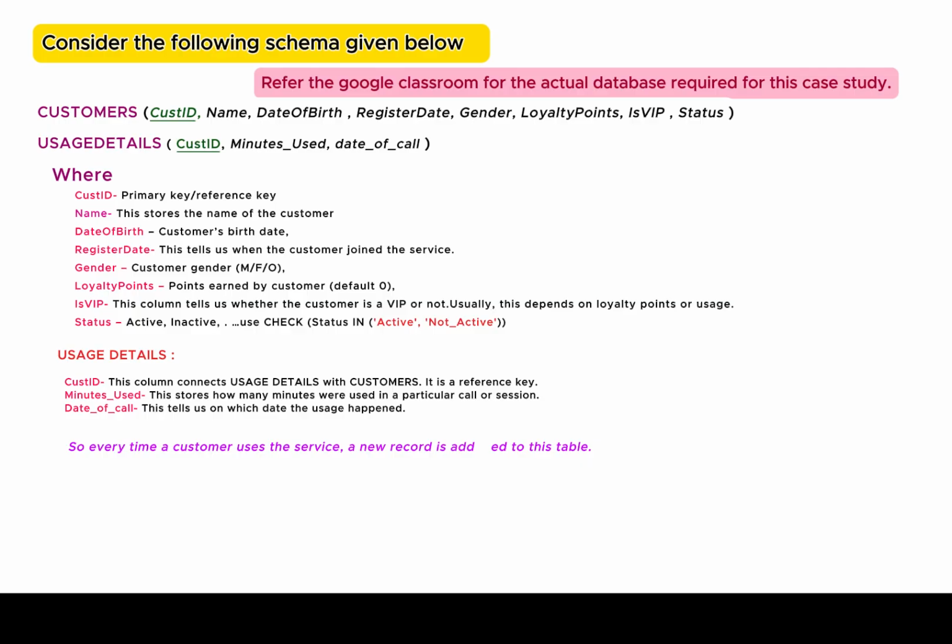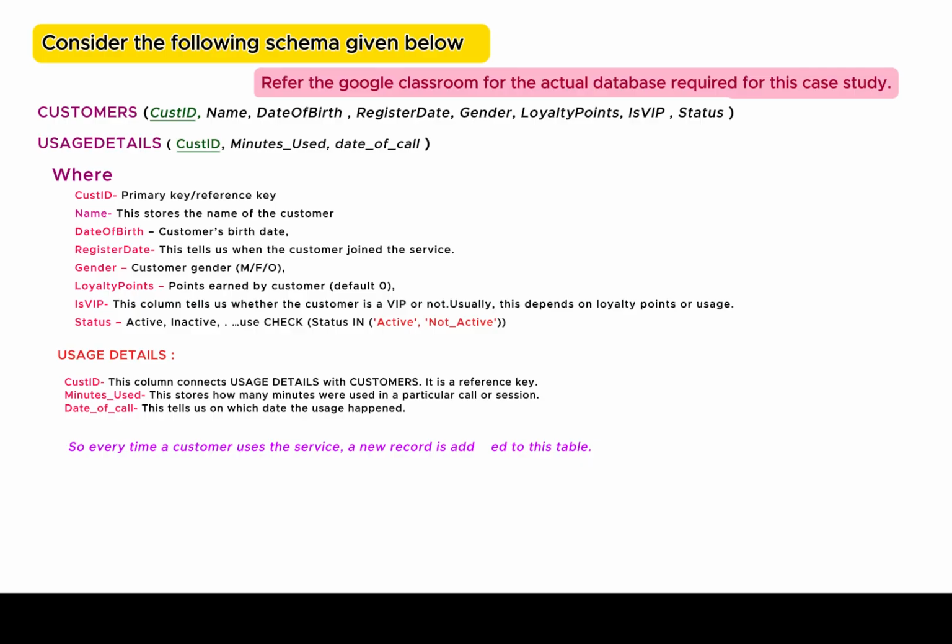Let us see the columns. Cust ID. This column connects usage details with customers. It is a reference key or a foreign key. It tells us which customer made the call or used the service. Minutes used. This stores how many minutes were used in a particular call or session. Date of the call. This tells us on which date the usage happened. So every time a customer uses the service, a new record is added to this table.